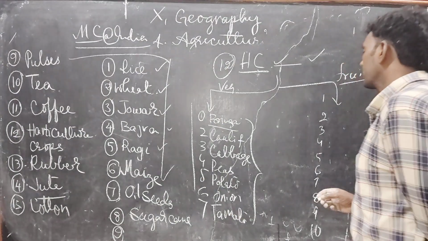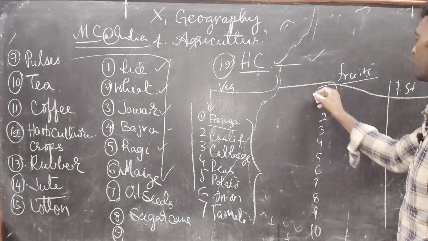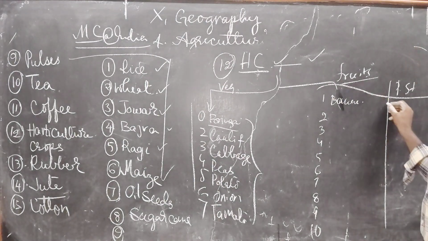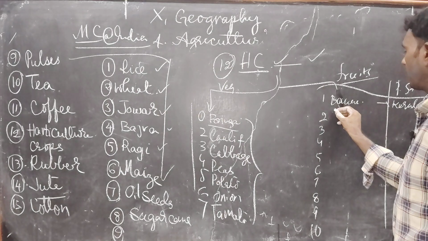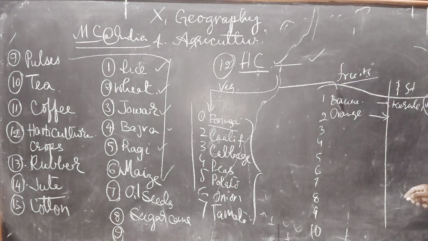Coming to fruits, we also have to remember the producing states. It is very important from the MCQ point of view also. We are producing banana. The producing states are Kerala, and Mizoram. You have to remember Mizoram and Tamil Nadu. And orange. Where are we producing orange very well? Nagpur, and then Cherrapunji. Cherrapunji is located in Meghalaya. We have to remember this, Meghalaya.